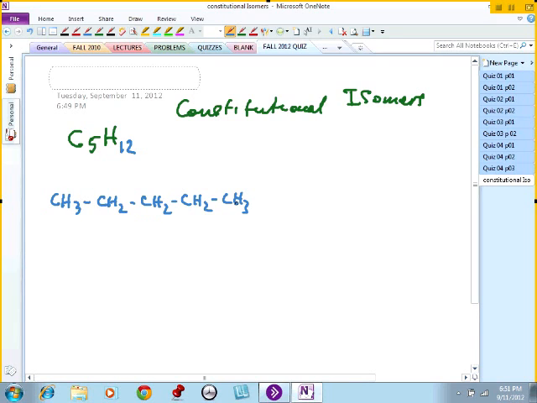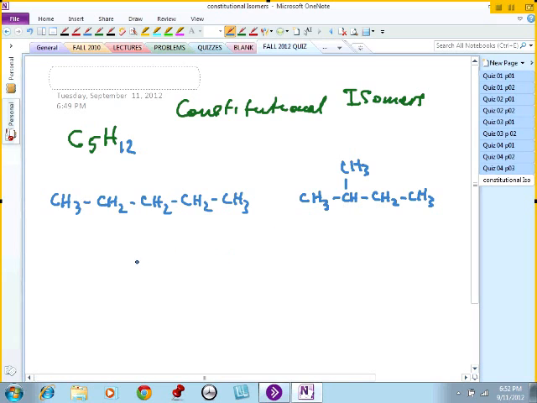C5H12. So this is a possibility, right? What is another possibility? Is that another possibility? Yes, it's the same formula. But look at the attachment, they are different. This one is a straight chain, all the carbons attached in a straight chain, and this is a branched alkane. Okay, what other possibility do we have?